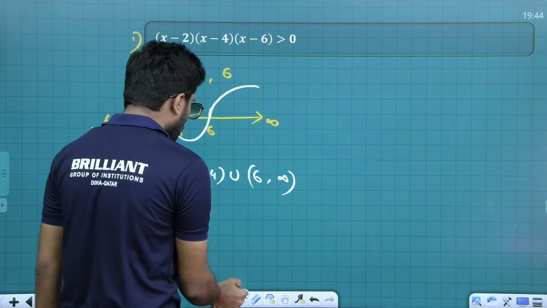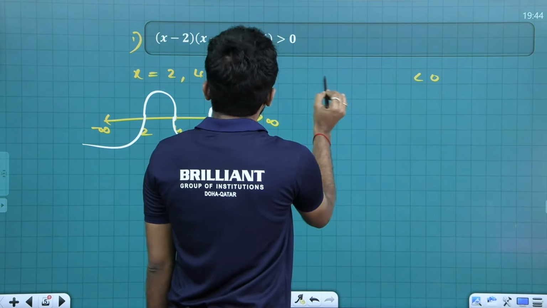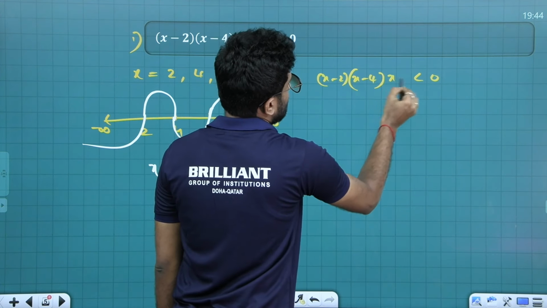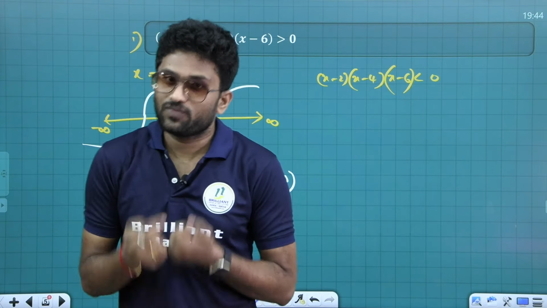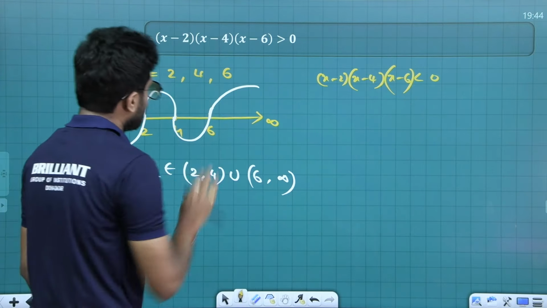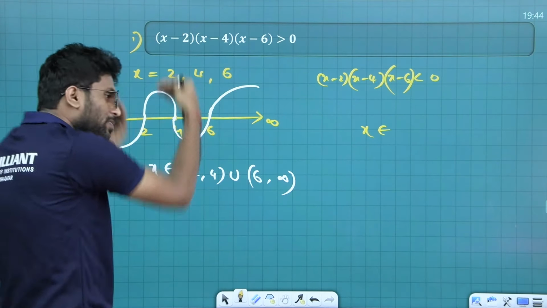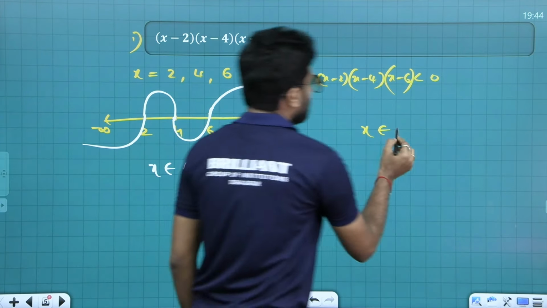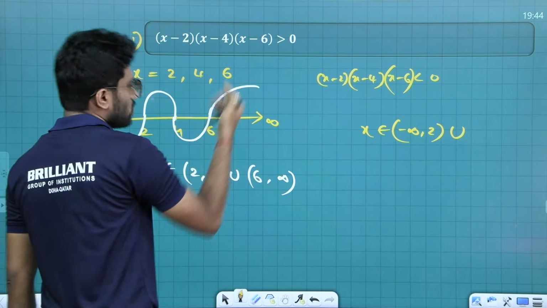Imagine the same problem been asked for less than 0. If the same (x minus 2) times (x minus 4) times (x minus 6) is less than 0, what could be the solution? The region which lies below the number line is our solution. So it starts from minus infinity to 2, union from 4 to 6, where we have below.